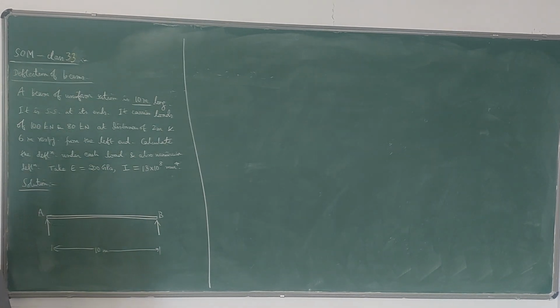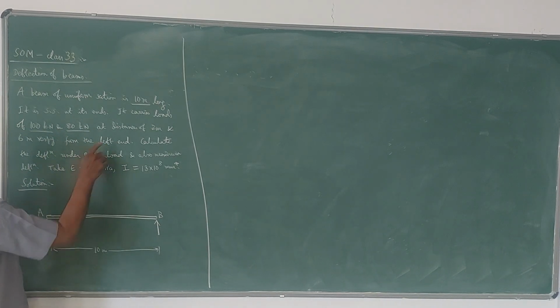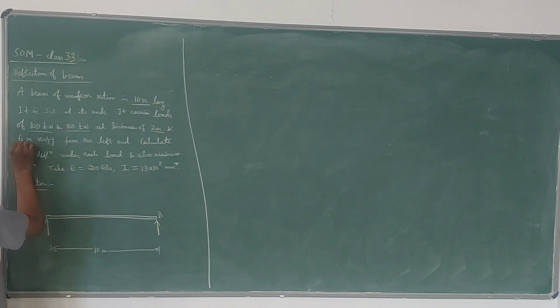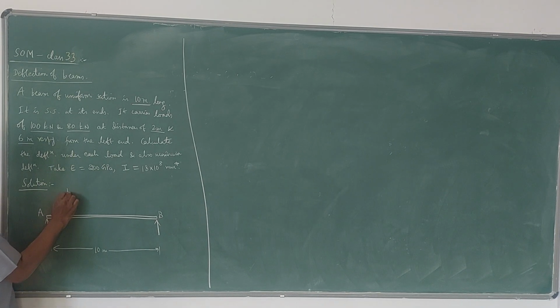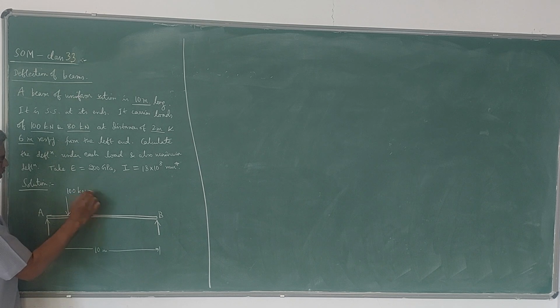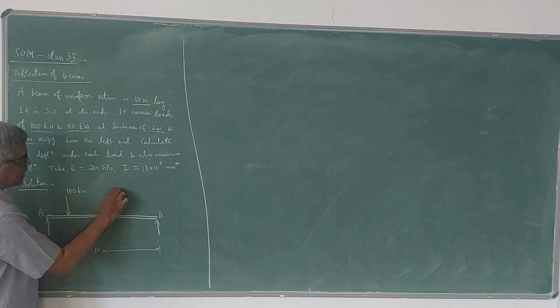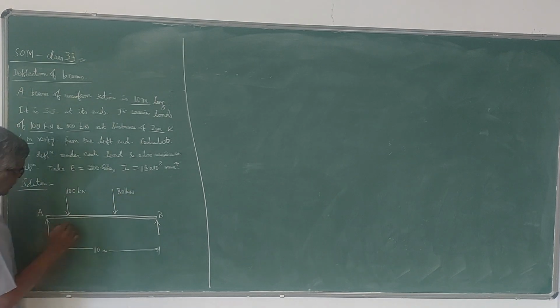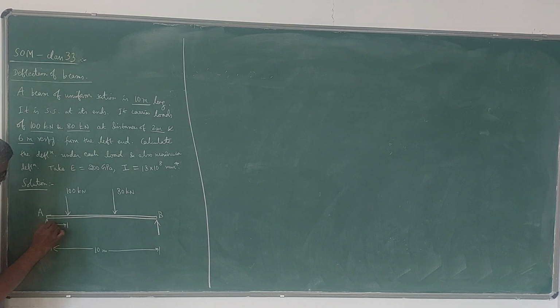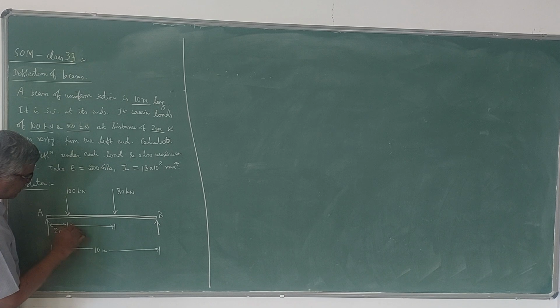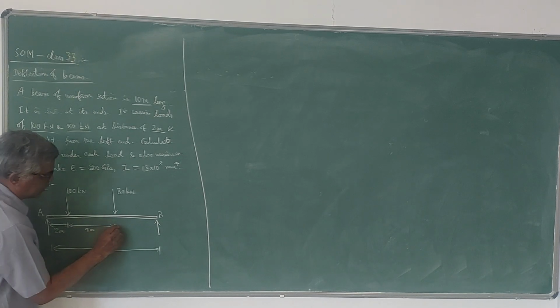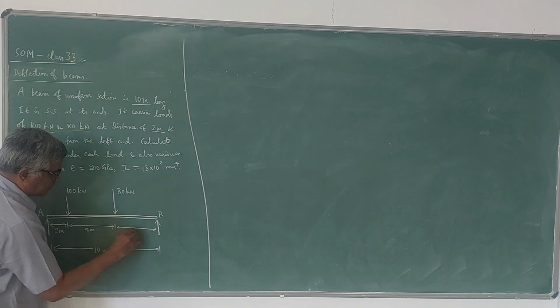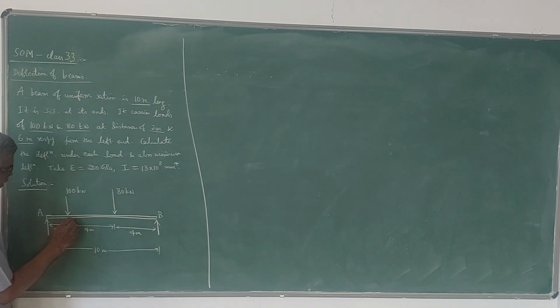And it has been given that it carries loads of 100 kN and 80 kN at a distance of 2 meter and 6 meter from the left end. A is the left end. So at 2 meters it carries 100 kN. At 6 meters it carries 80 kN. That means this distance is 2 meters, this distance is 4 meters, so 2 plus 4 is 6 totally. So this also becomes 4 meters. So I can take these points as C and D.